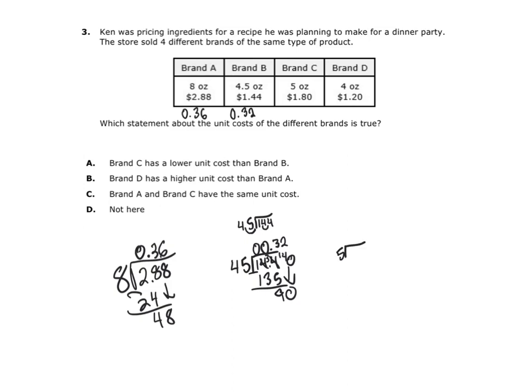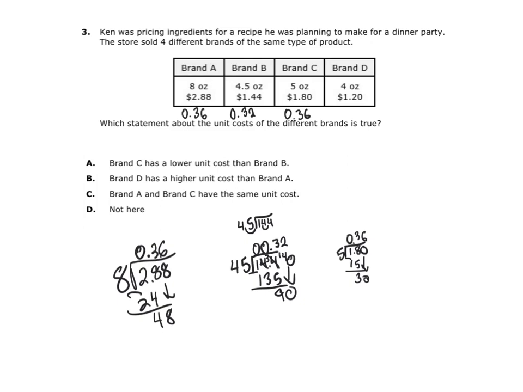So we have 5 on the outside, $1.80 on the inside. I'll rewrite that so it's a little neater. Alright, so 5 goes into 1 0 times. 5 goes into 18 3 times. That's 15. Get 3 left over, bring down our 0. 5 goes into 30 6 times. So we get 0.36 for brand C.